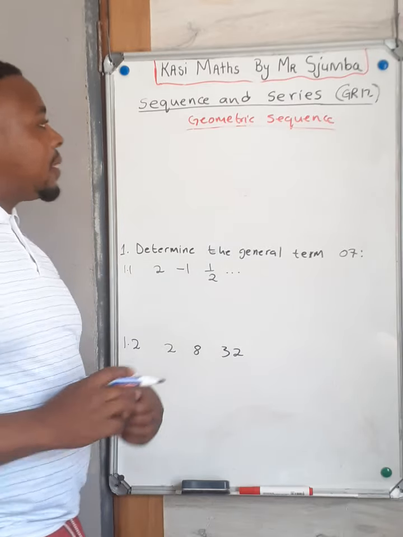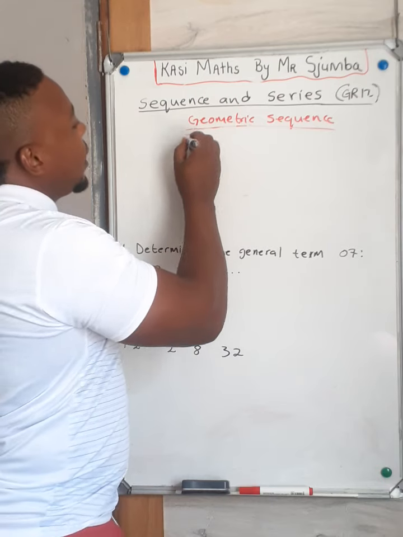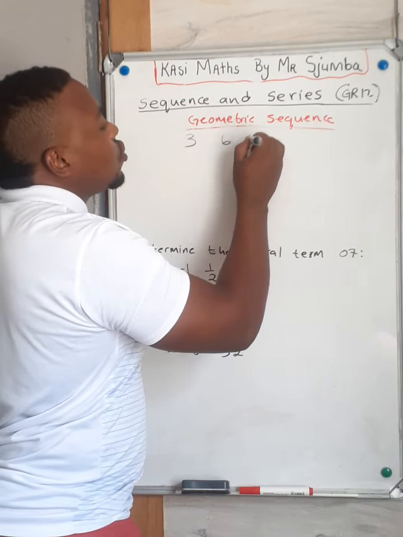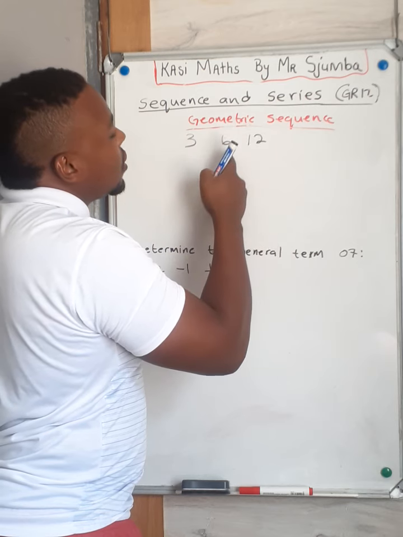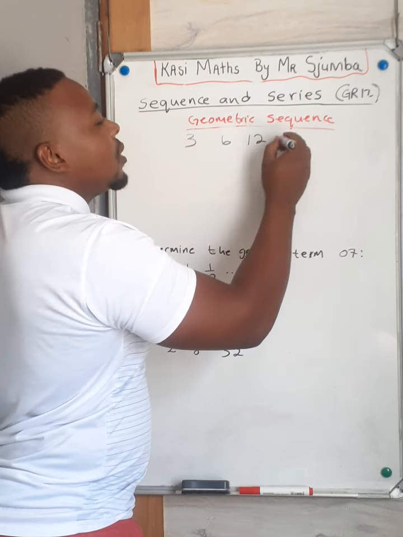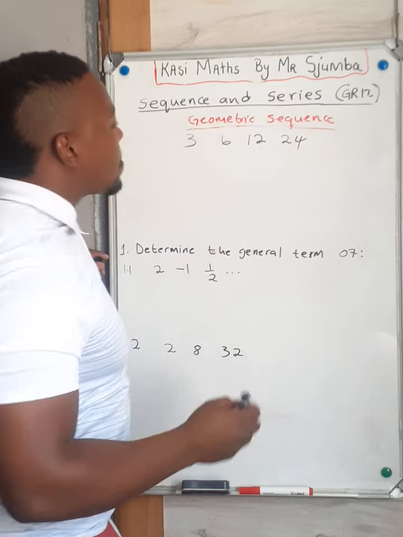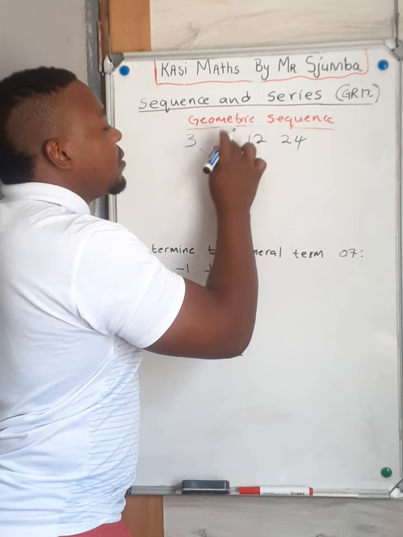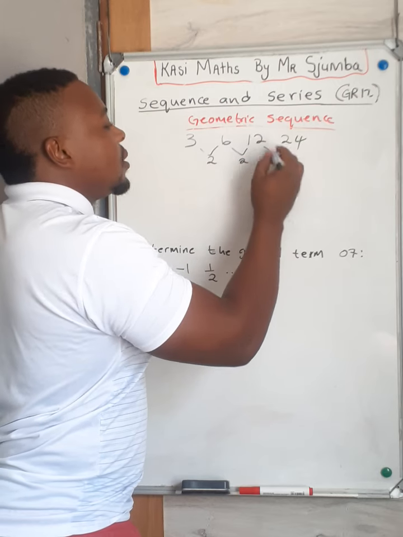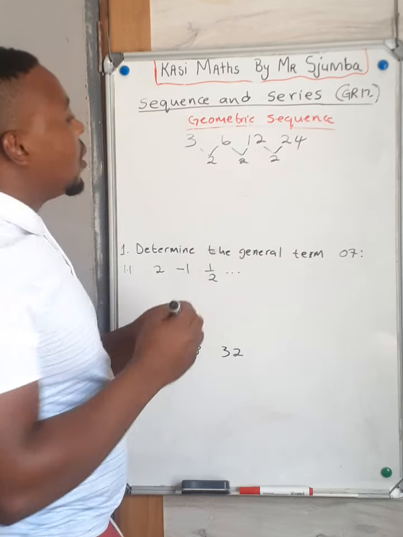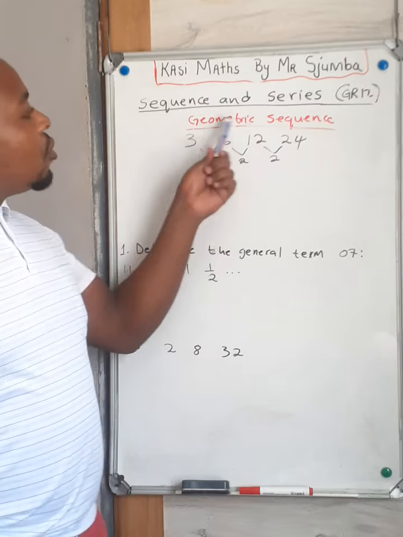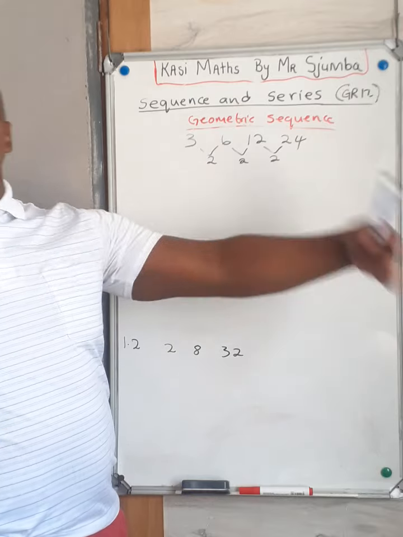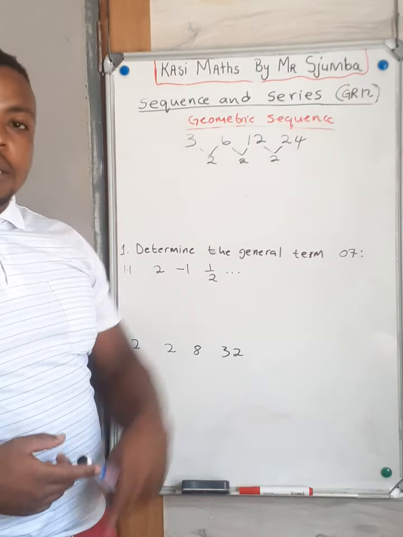Here we'll be doing a geometric sequence. Let's say we have an example which is 3, 6, 12, and then 12 times 2 is 24. The difference: 6 divided by 3 is 2, 12 divided by 6 is 2, 24 divided by 12 is 2, the common ratio. So with geometric we have a common ratio, so this means we divide term 2 by term 1, term 3 by term 2.